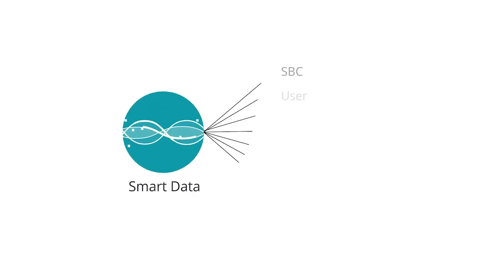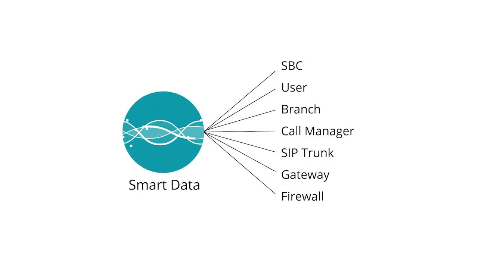With multiple instrumentation points in the infrastructure, before the WAN, the SD-WAN, or at the edge of the SBC front-ending a SIP trunk, you get a sense for what point the call started to degrade. That way we know instantly the domain of the root cause. It could be the SBC, the user, the branch, call manager, SIP trunk, the gateway, the firewall, you name it, smart data helps point to it.